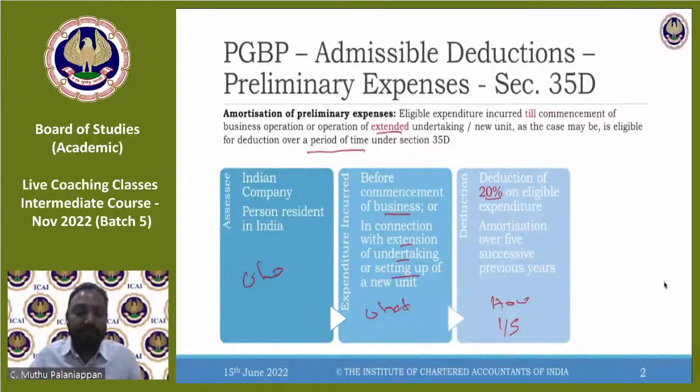Here, since I was talking about this amortization over a period of 5 years, I went on to question you on these other sections, so that you remember this. Good that some of you have answered that.